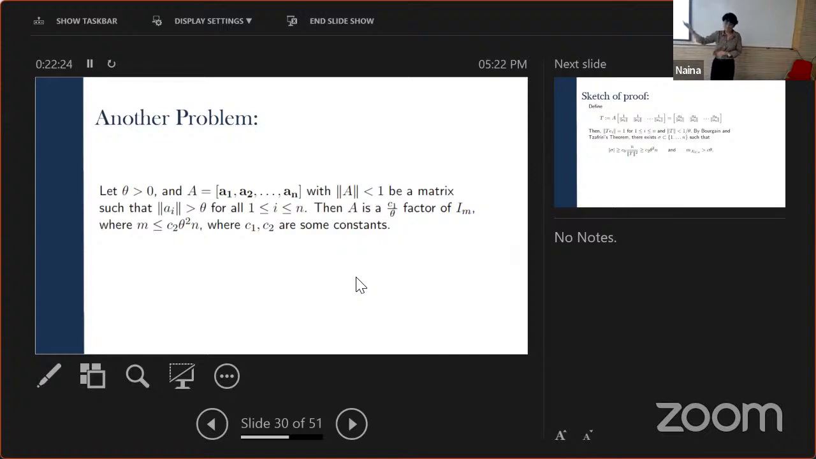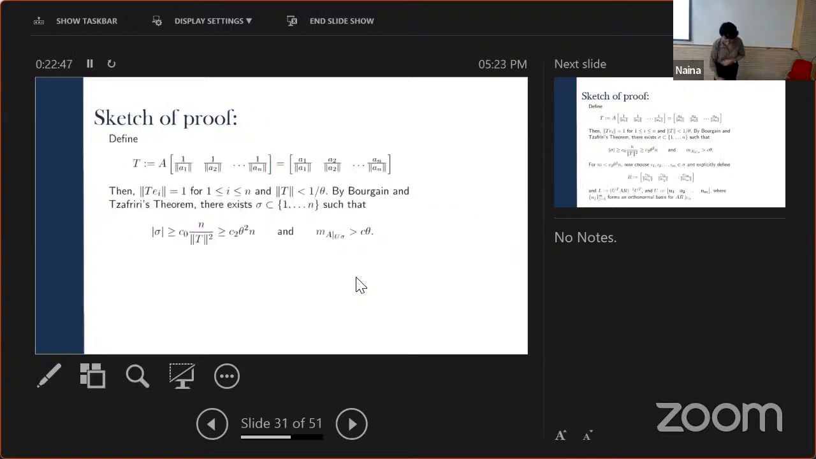So what they're saying is, okay, if I'm given a matrix with norm less than 1, with each column bigger than theta, then I can factorize the identity matrix, and the maximum dimension up to which I can factorize this identity matrix, the largest M that I can get, is bounded above by C2 theta squared M. And so this is sort of like an equivalence.